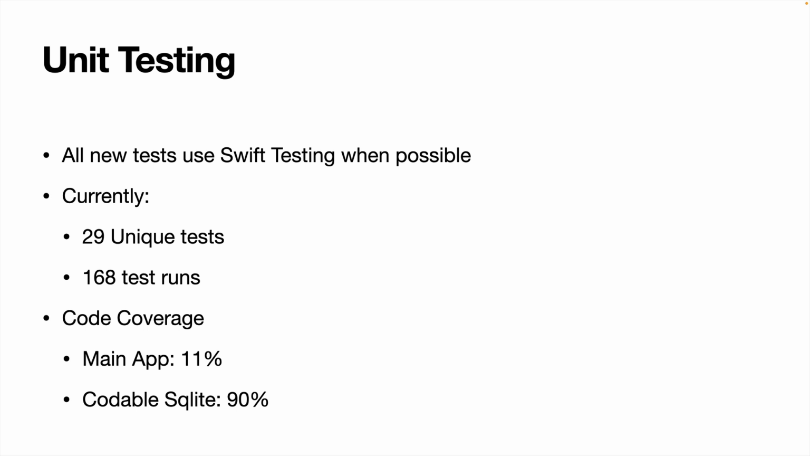So as of right now, there are 29 unique tests in my test suite, including both the application and the module. But there are actually 168 test runs, which means there's truly, in an old style, more like 168 tests rather than 29. The reason why there's a difference there is that in Swift testing, you can use parameterized tests where you can actually set up values you want to test in a series of parameters.